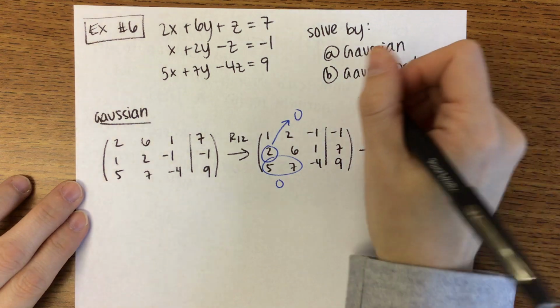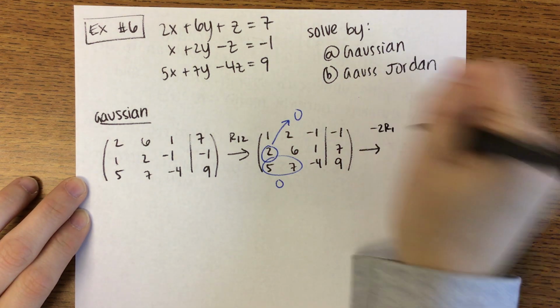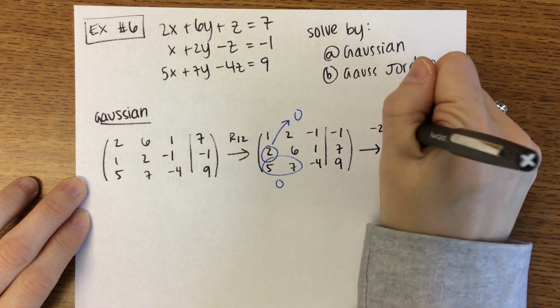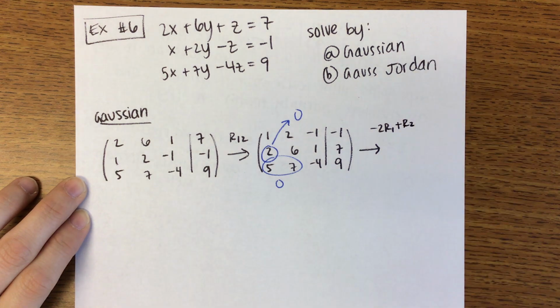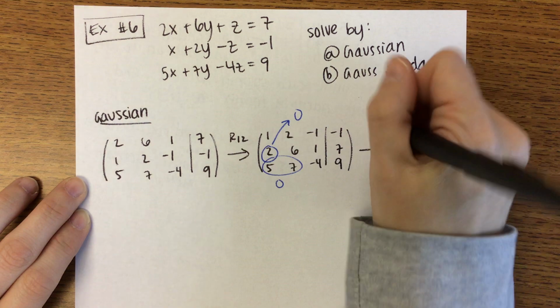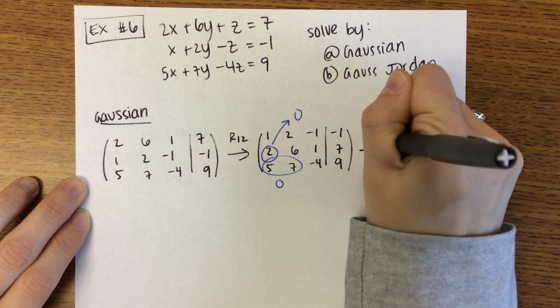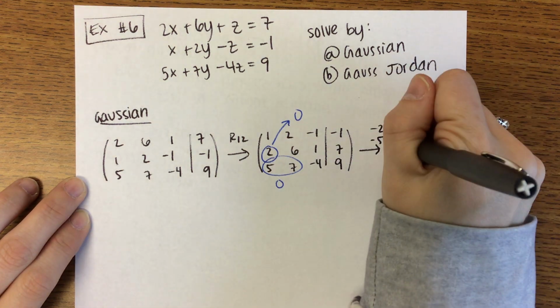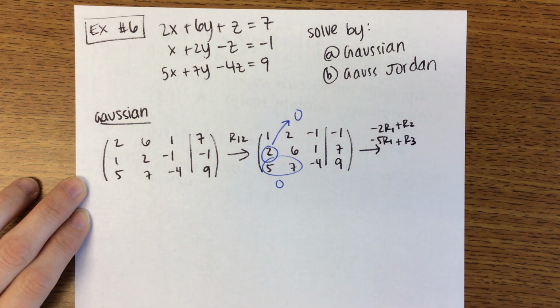So what I'm going to do is I'm going to take negative 2 and multiply it by the first row. And I'm going to add that to the second row. So that'll give me a 0 here. Likewise, I'm going to take the first row and multiply by negative 5. And I'm going to add that to the third row.